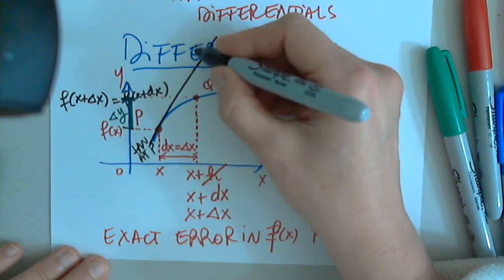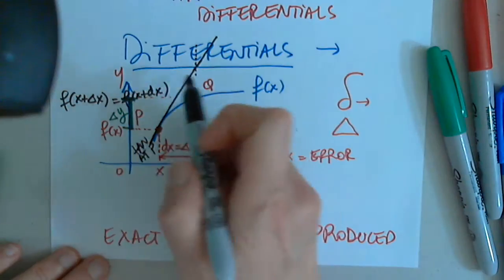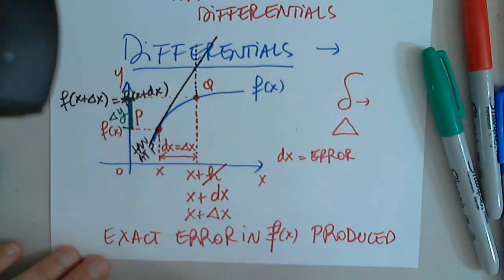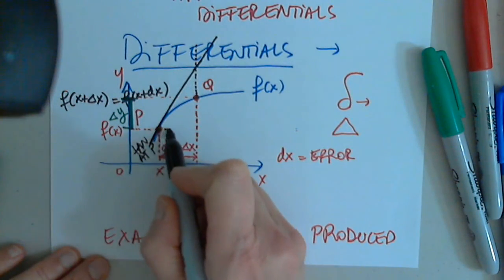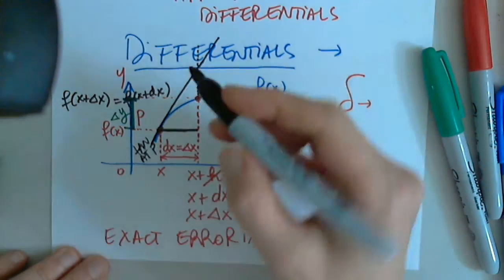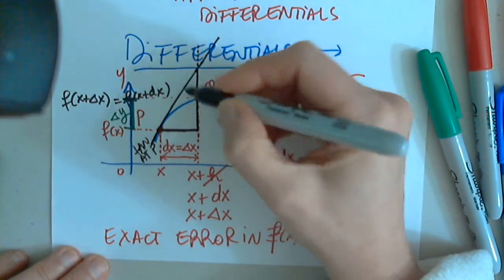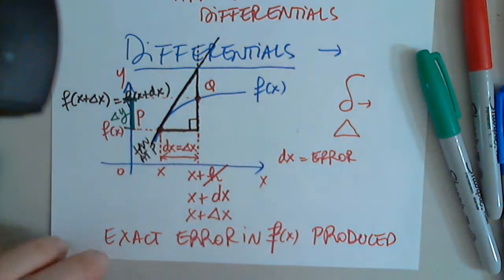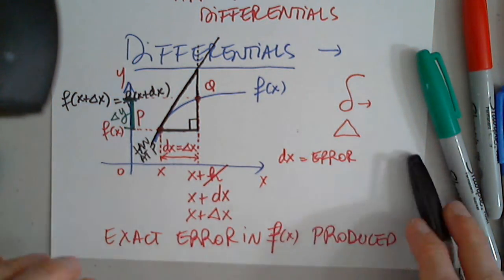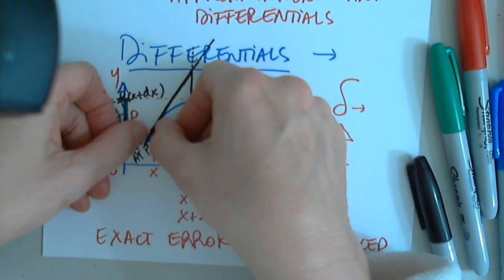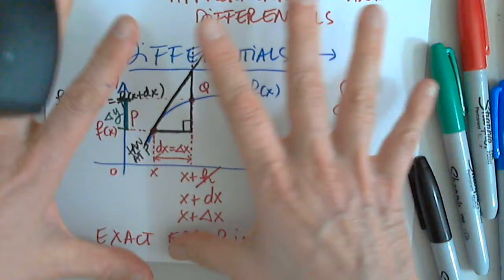I'm going to extend this vertical. I didn't mean it to be right there on the line. It just happened. And I'm going to create this right triangle. Notice one thing. This is very small. Q is very close to P. You understand that I zoomed in.